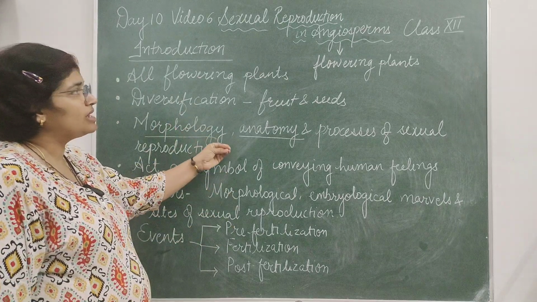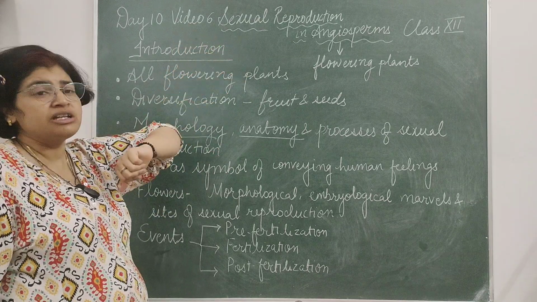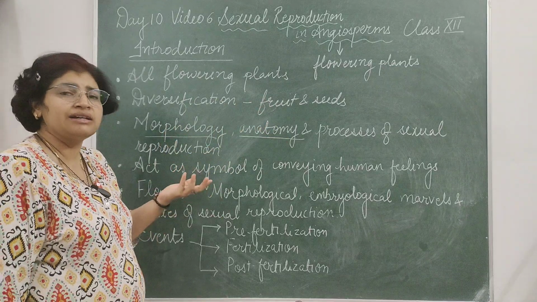So let's revise it once again. In this chapter, you are going to study the sexual reproduction in angiosperms. And angiosperms are what? These are the flowering plants which have a flower that acts as a site.